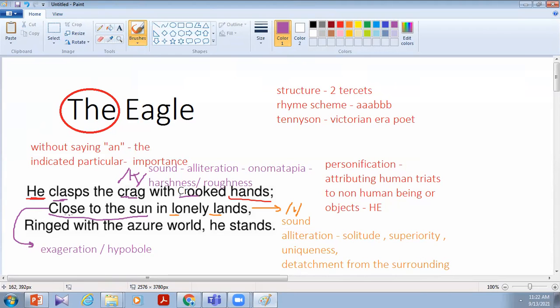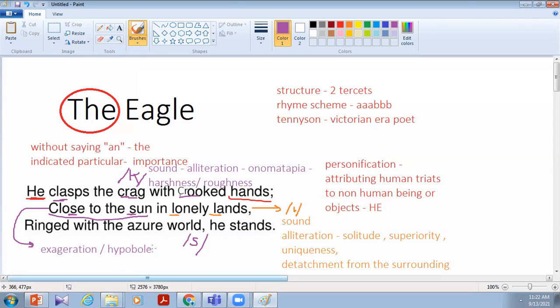Close to the sun. Sir, sir, right? We can see a repetition of what? The S sound, a repetition of the S sound, which has come in the form of a consonant. Right? We can see consonants.